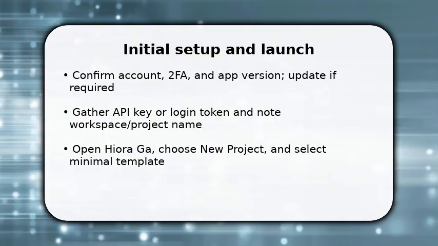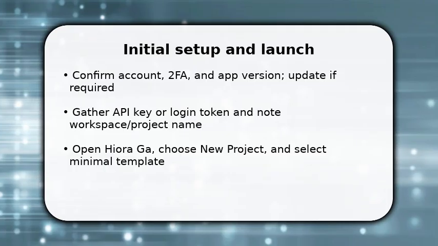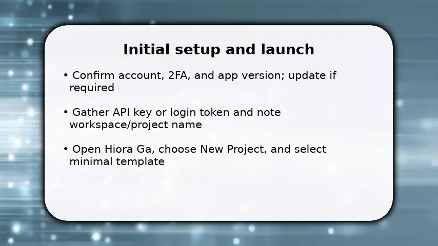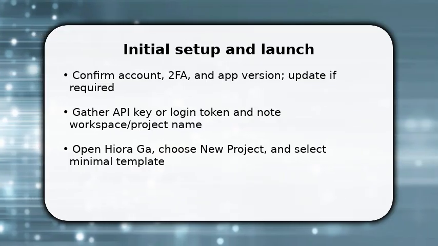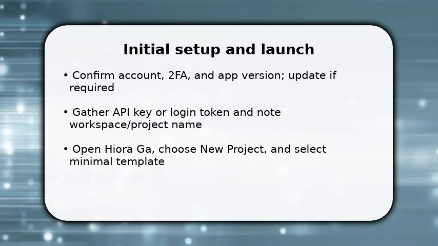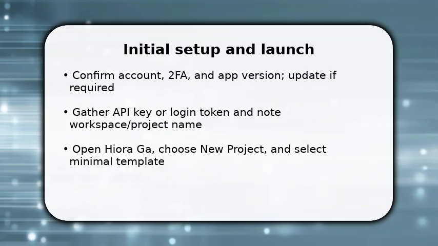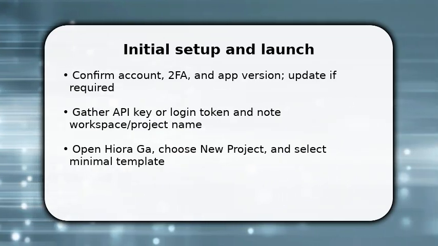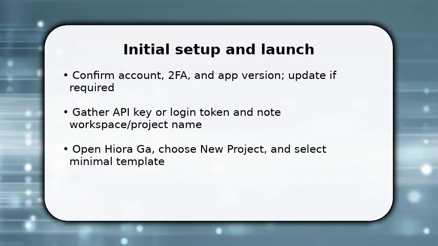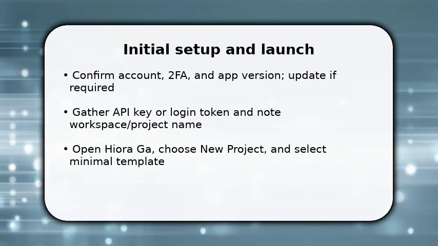You have the essentials ready: account, token, and updated app. Start by opening HIROA Ga and creating a new project with a minimal template so you can iterate quickly. Once done, paste your API key into settings and set the workspace name exactly as your service expects. This prevents mismatched resources later. Make sure to enable 2FA and save recovery codes.